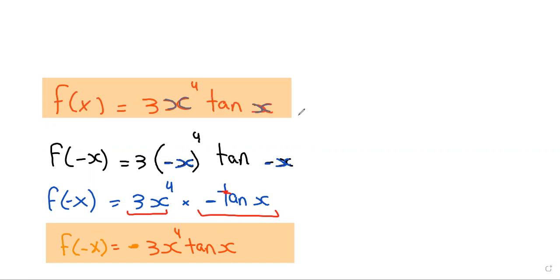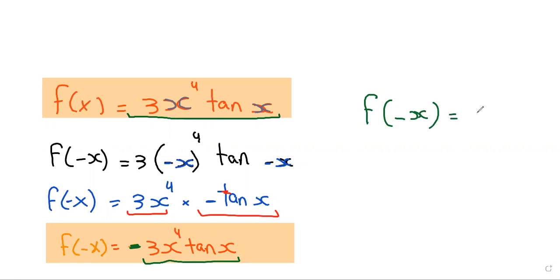It's negative. What do you observe? The same function f of x is the same as f of negative x, but the difference between them is in the sign. This expression is the same as this expression, but the difference between them is in the sign. So f of negative x equals negative f of x. So is this function even or odd? Odd. Did you get it? Odd.